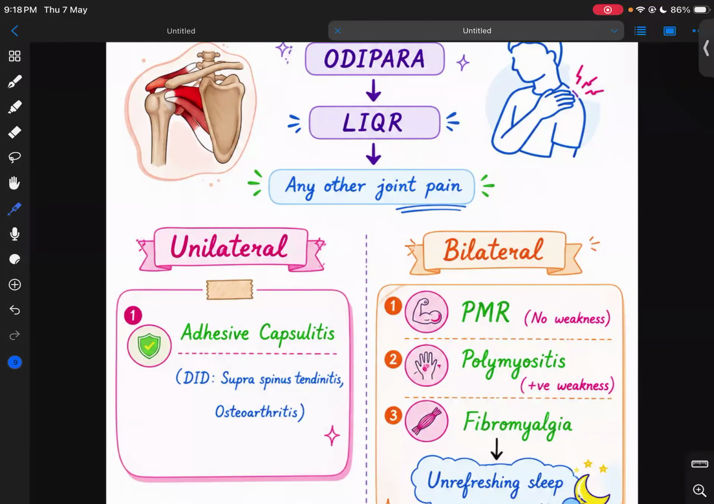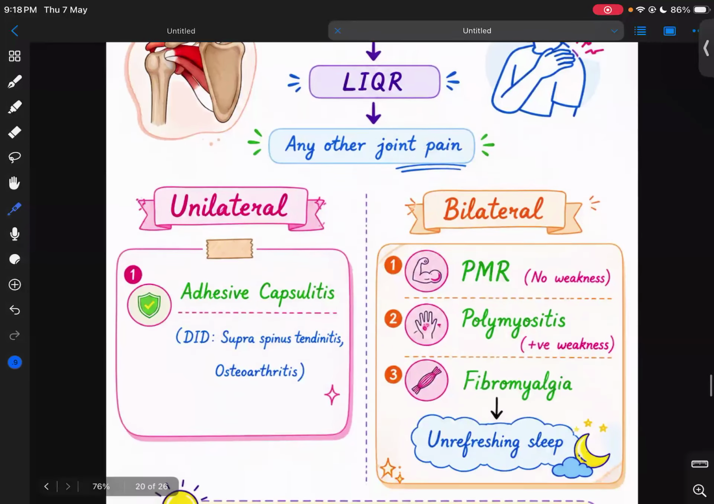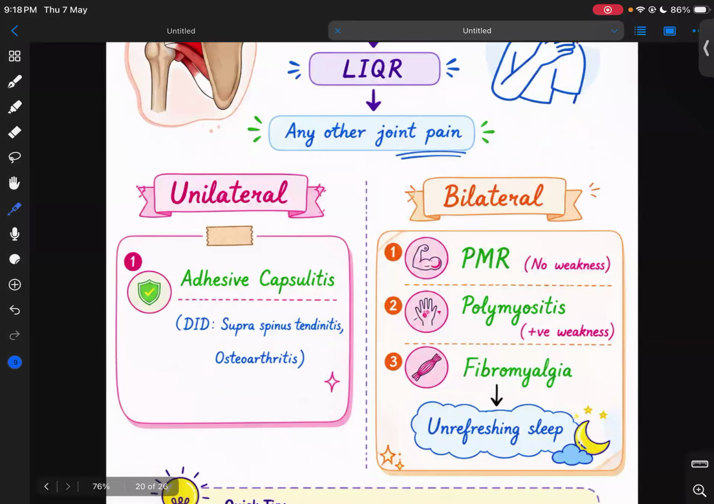Then if the case is bilateral shoulder pain, for the PACES exam, you have to keep in mind these three differential diagnoses. This can be polymyalgia rheumatica or polymyositis or fibromyalgia. In polymyalgia rheumatica, there will be stiffness at bilateral shoulder joints, but there will be no weakness. While in polymyositis, there will be weakness, but no stiffness. And the screening question of fibromyalgia will be unrefreshing sleep. We just have to ask, what about your sleep? Do you have any good sleep or not?